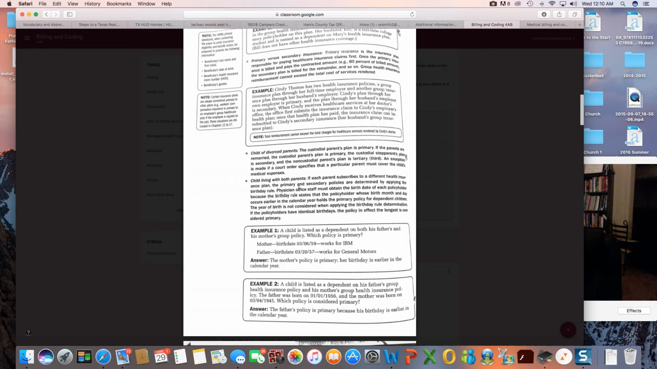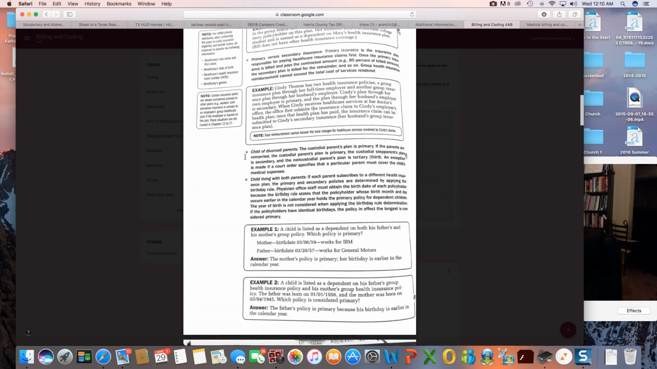So if you skip down to where the bullet says child of divorced parents, the child of divorced parents, the custodial parent, meaning the parent who has custody, their insurance plan is primary on that child or children. If the parents are remarried, the custodial parent's plan is primary, the custodial stepparent's plan is secondary, and the non-custodial parent, meaning the parent that does not have custody, is tertiary or third. An exception is made if a court order specifies that a particular parent must cover the child's medical expenses.